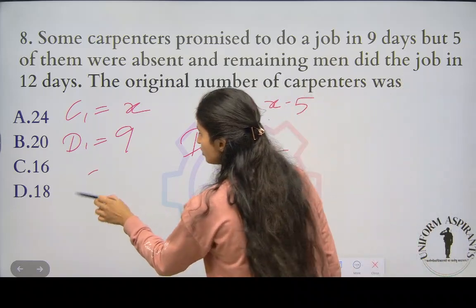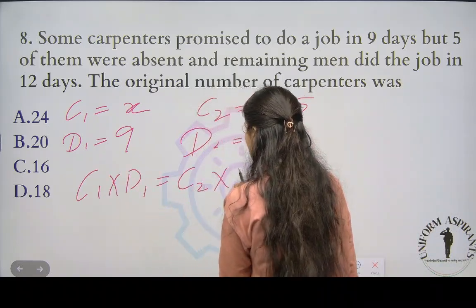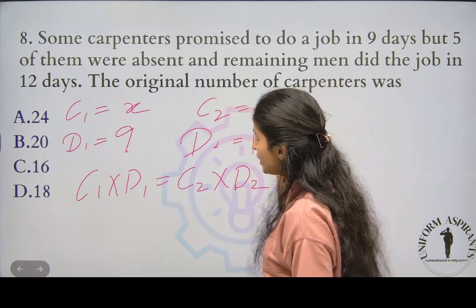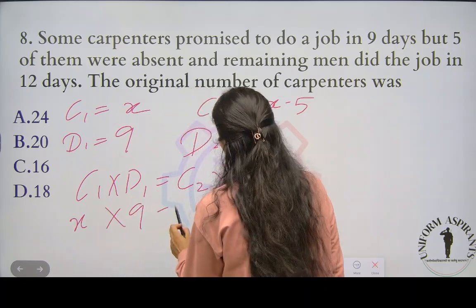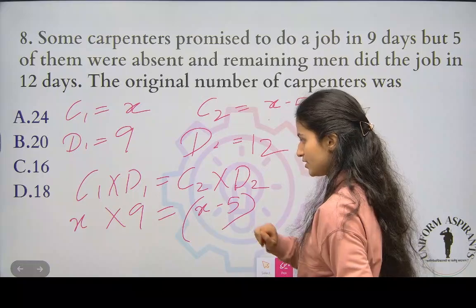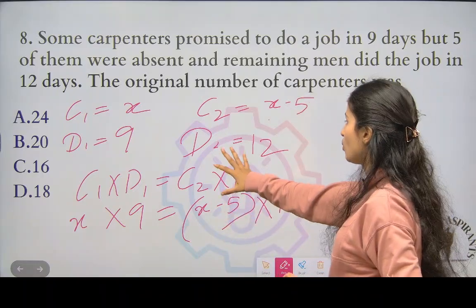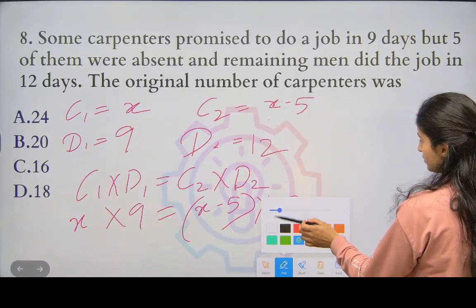See now here. We know that C1 into D1 is equal to C2 into D2. Now here C1 is X, D1 is 9, C2 is X minus 5 because remaining carpenters, right? And D2 is 12, means remaining carpenters are doing their full work in 12 days. Okay. Now listen here.